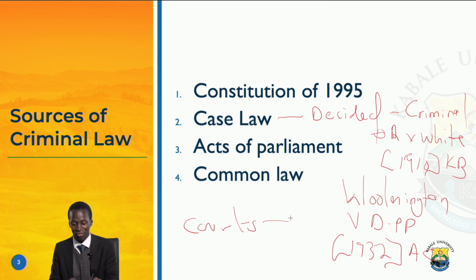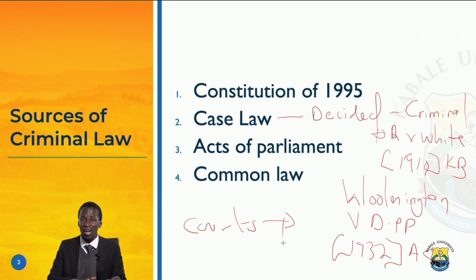Let me also emphasize that courts of law give us these decisions, and the decisions vary. Some of the decisions are made by magistrate courts, which are the lowest courts, or crown courts if you look in other countries. But of course, in our context here in Uganda, we call them the magistrate courts.